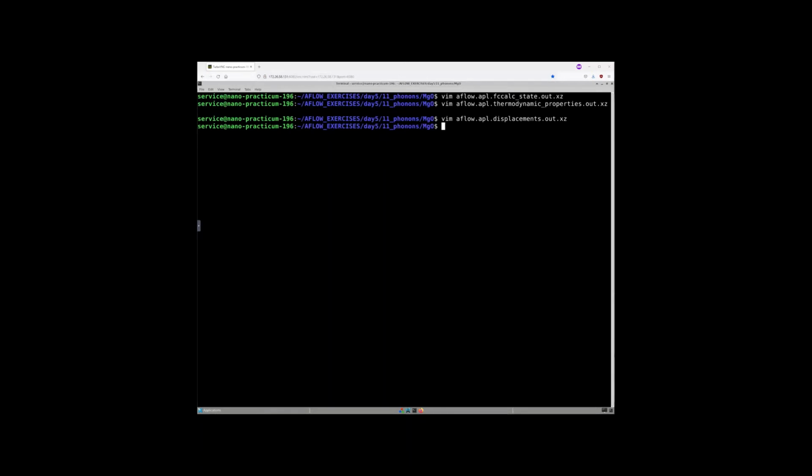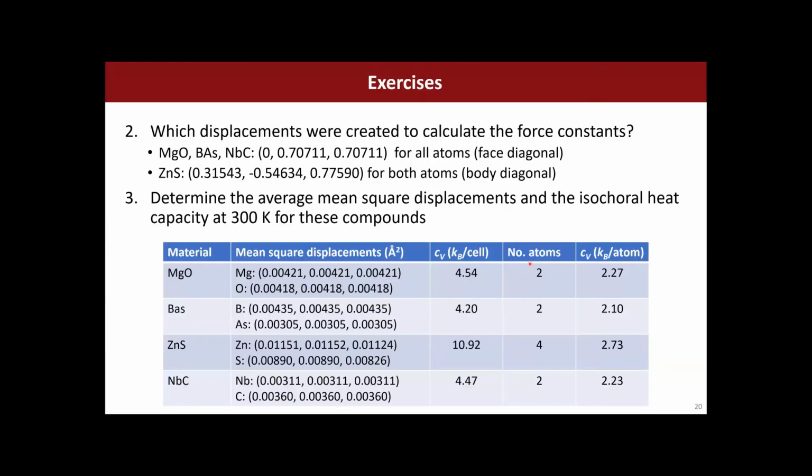So here's for the other materials. We see that magnesium oxide, boron arsenide, niobium carbide have the same displacements. They all go along the face diagonal. Magnesium oxide, niobium carbide are rock salt, and boron arsenide is zinc blende. So FCC structures tend to be more distorted or displaced along the face diagonal.